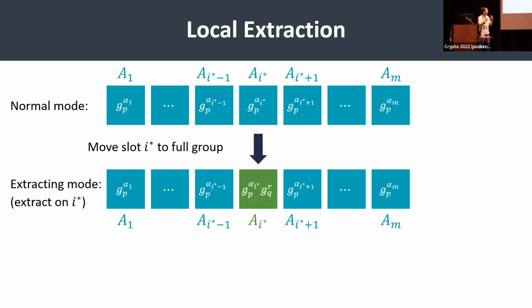If I want to switch to extracting mode on a particular index, here denoted I star, I'm going to take my CRS, which has m random group elements, and lift element I star from being in a subgroup to the full group. So far, everything I have described works in a subgroup of order P. When I want to switch to extracting mode, I'm going to take that subgroup component and lift it to the full group. That's the only thing I change in a common reference string. And I define the cross terms analogously.